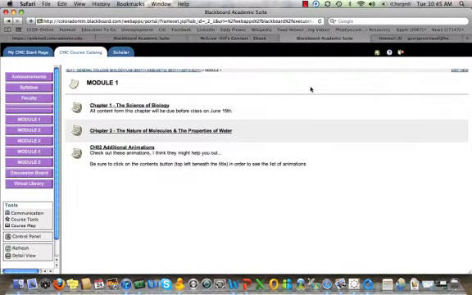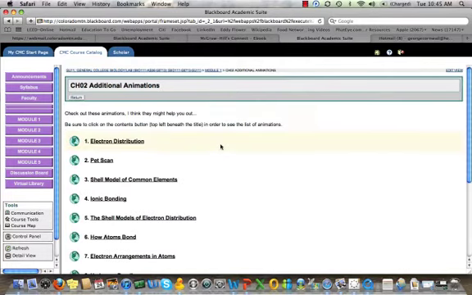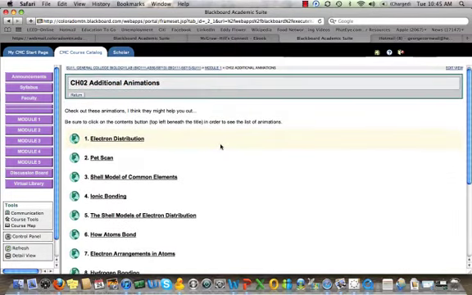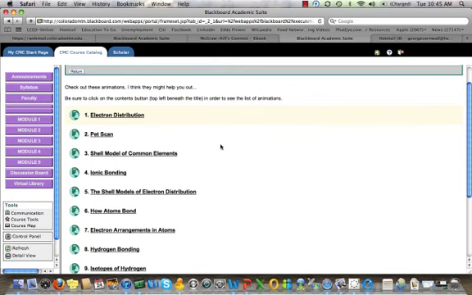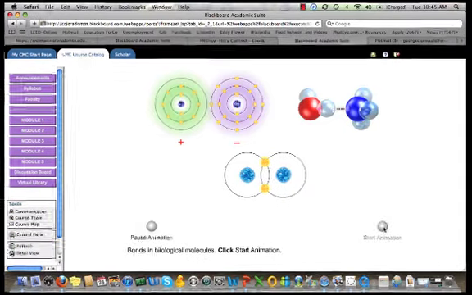For now, let's visit one of the additional animations that I've put up here for you under Module 1. You want to click on Contents, and then we can see a list of additional animations that might really help you out. Let's look at this one. This animation will show you the 3 bond types. We'll begin by comparing ionic and covalent.